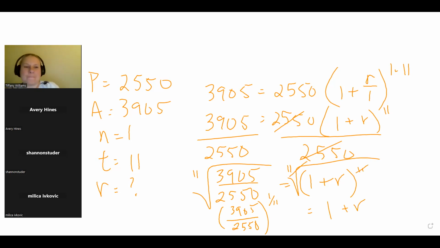I just have a question. When you put it into your calculator, do you have to put the parentheses in the fraction? Yeah. So you can account for the whole term. Exactly. Because what's going to happen is if you don't put it, your calculator's only going to do, so if you do 3905 divided by 2550, it's only going to do the 2550. Oh, okay. Yeah, because it's obsessed with order of operations. That's a good question, Milika.